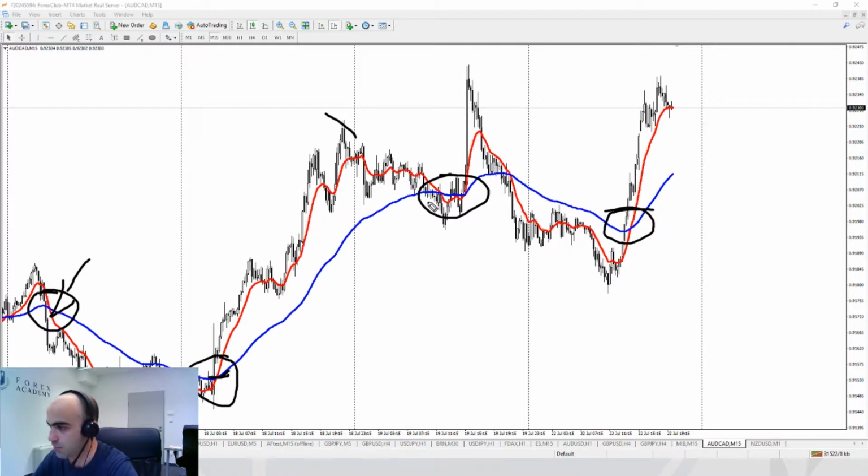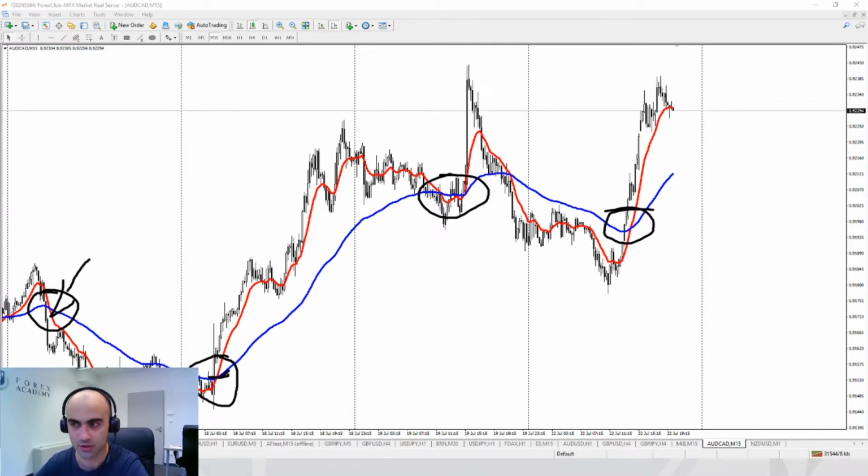In this case as well, crossing above, crossing below, crossing above, crossing below. Therefore, I believe this is a very important instrument that every trader should be looking at because it gives you a very important understanding of how the price action is moving and where it is actually heading.